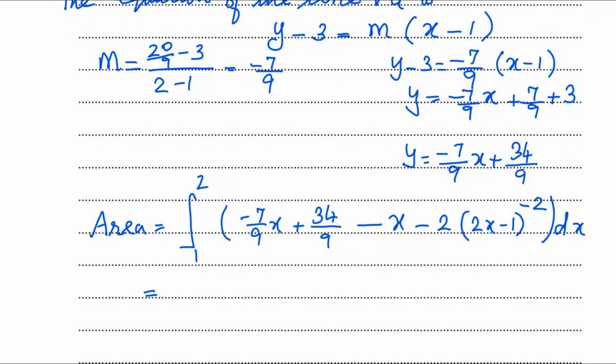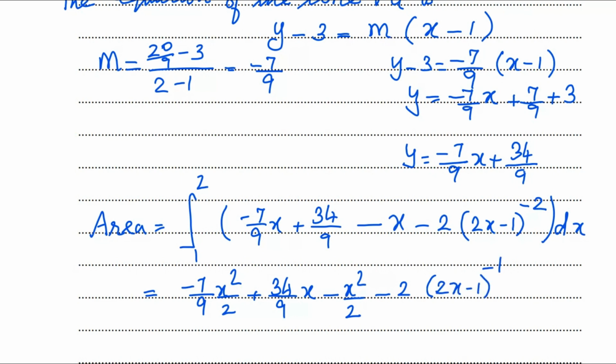Let's integrate this one. We get negative 7 over 9 x square divided by 2 plus 34 over 9 x minus x square by 2 minus 2 times (2x minus 1) the whole power negative 1 divided by negative 1 times the coefficient of x, which is 2. The limit is from 1 to 2.